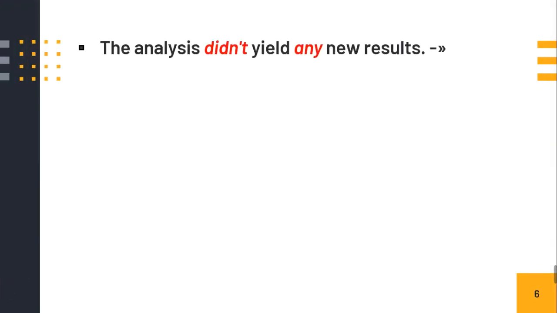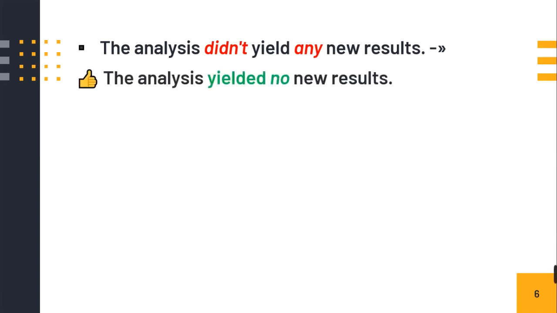The analysis didn't yield any new results. So here is the normal negative form in a normal sentence, which is actually grammatical. There is a better version of this, like this one. The analysis yielded no new results. The negation comes later after the verb.